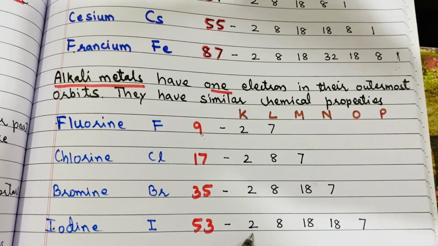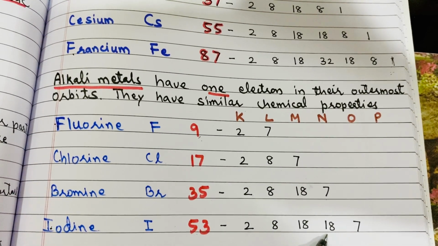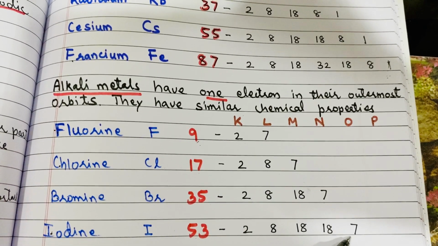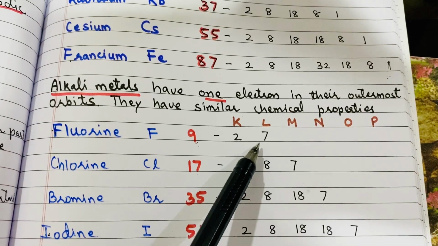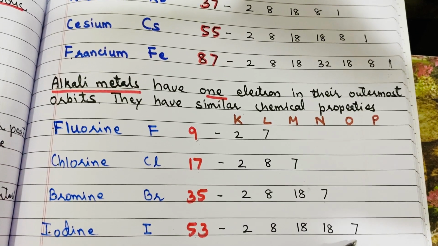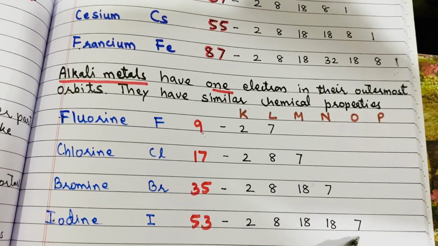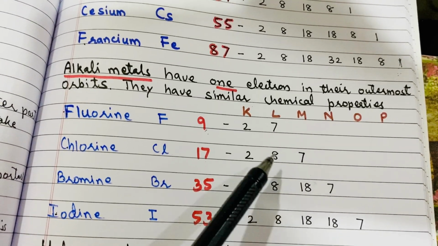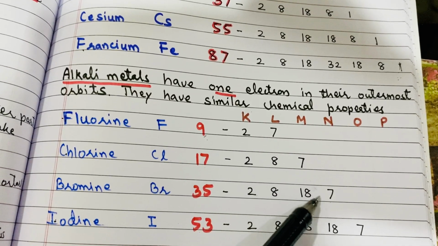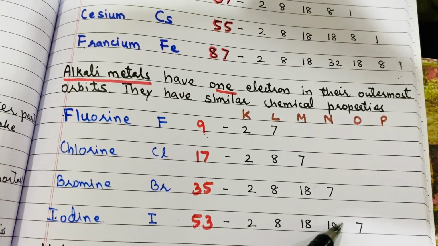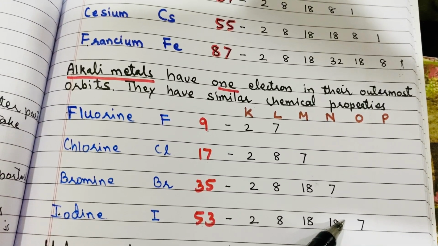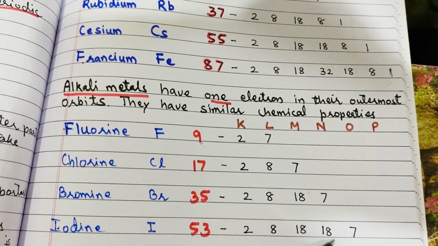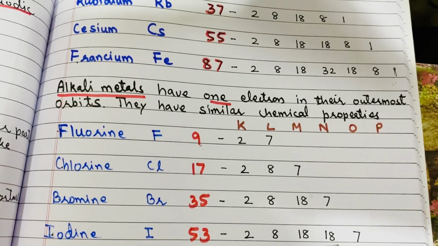So how are the electrons distributed? 2, 8, 18, 18, 7. So again you can see in this electronic configuration, all these elements have 7 electrons in their outermost orbit, and for stability these elements require 8 electrons in their outermost orbit, right? So that means every element requires one more electron for the stable electronic configuration of the nearest noble gas. So that's why all these elements show similar chemical properties, right?